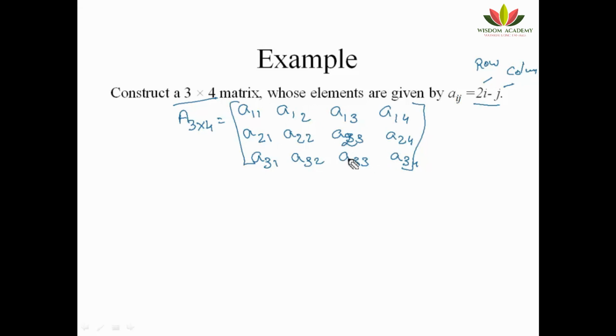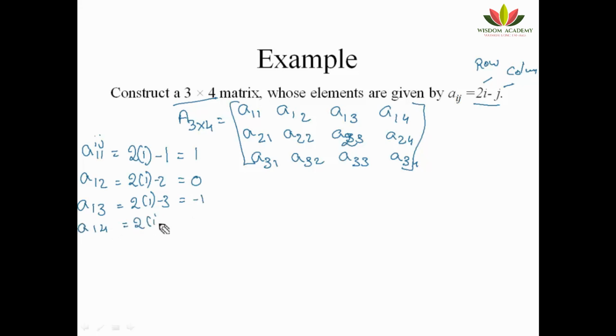Okay, now these are the elements. This is not yet the matrix. I want to generate Aij given by 2i minus j. So if I take A11, I can write 2 into 1 minus 1, where the i value is 1 and the j value is 1. So 2 into 1 minus 1 will give me 1, right? Similarly, A12 will give me 2 into 1 minus 2, which is equal to 0. A13 will give me 2 into 1 minus 3, which gives minus 1 as the answer. A14 will give me 2 into 1 minus 4, which will give me minus 2.